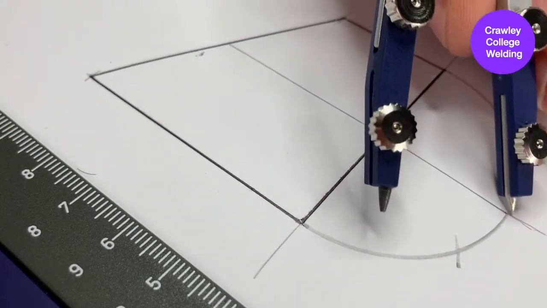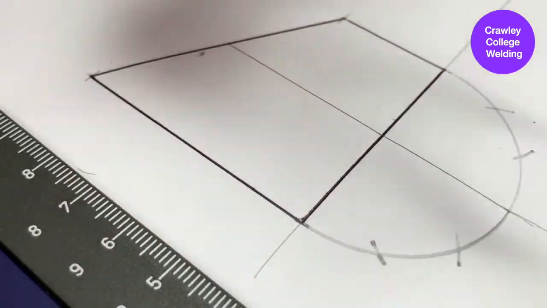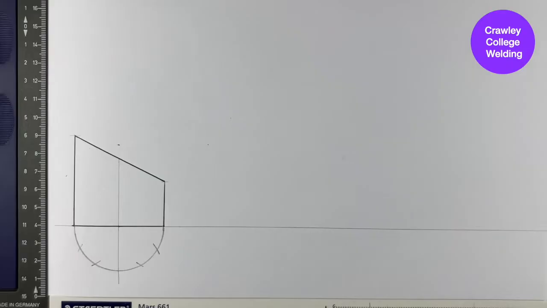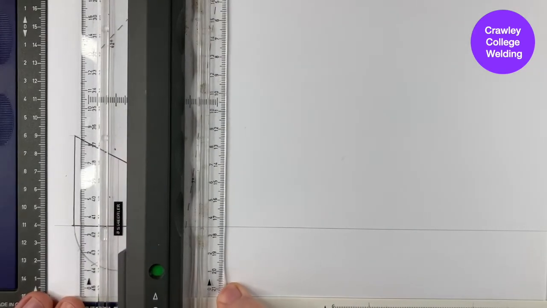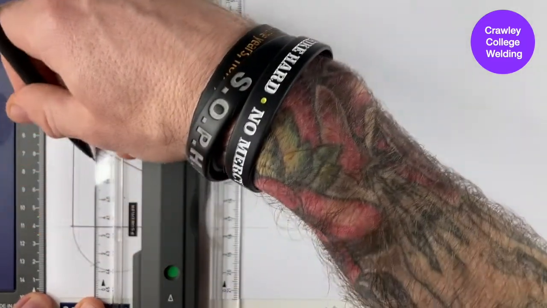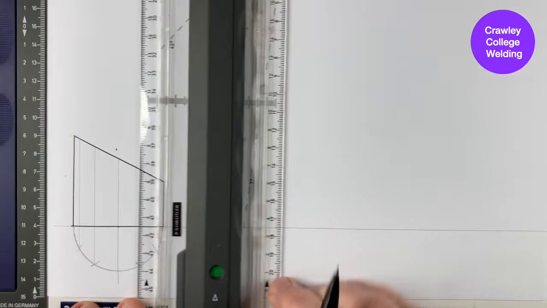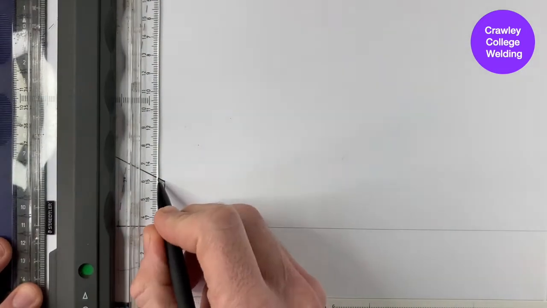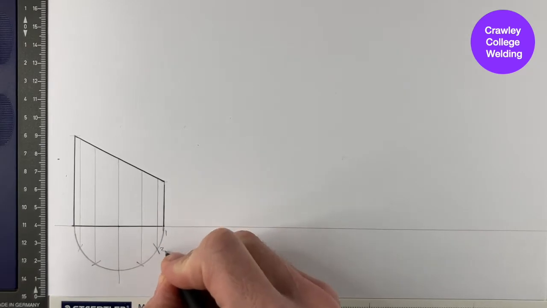Then place your compass point where the centre line intersects with the radius and mark a small marking on either side. This will have divided the radius into six equal parts. Using a ruler, draw vertical lines from each of your division points to the top of the elbow. Number each of your division points 1 through 7.